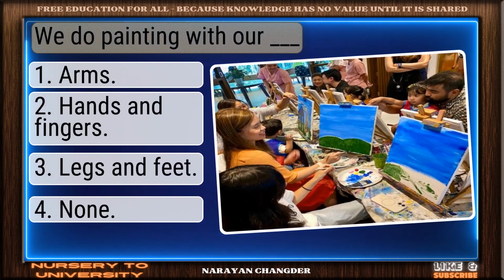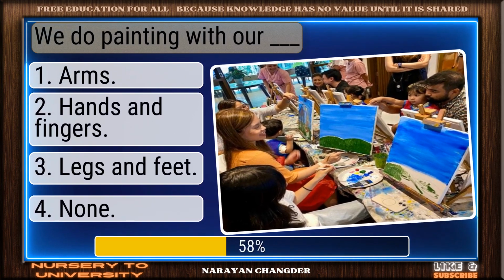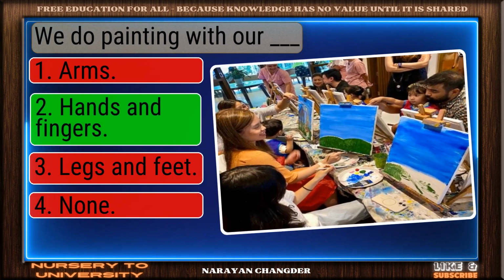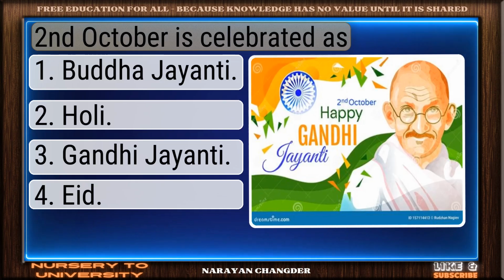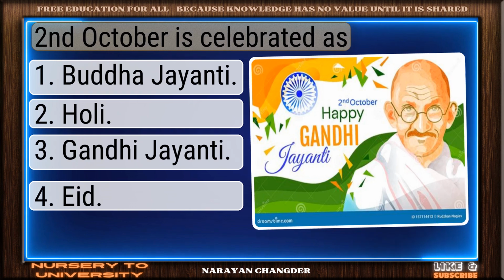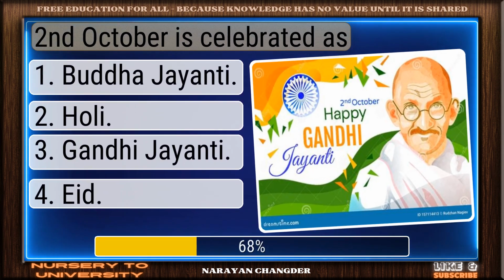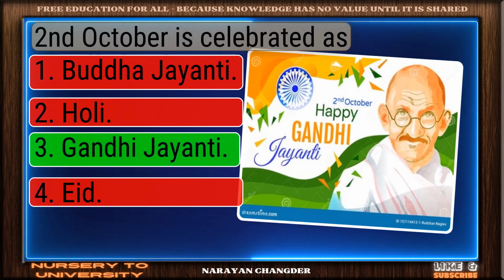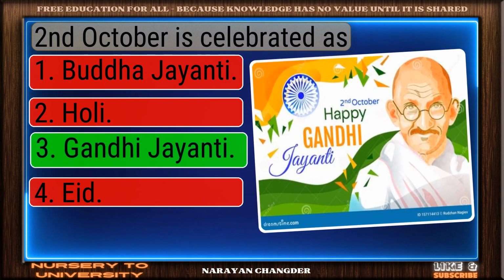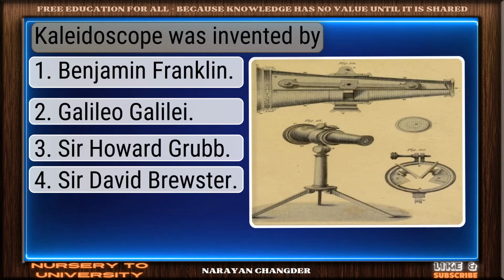We do painting with our dash. Well done. Hands and fingers is the right choice. 2nd October is celebrated as. Clear logic. Your choice Gandhi Jayanti is sound and 100% true.